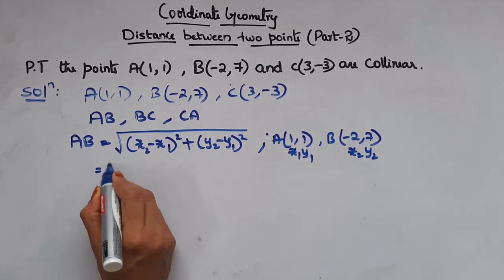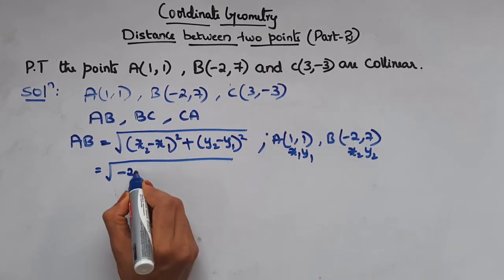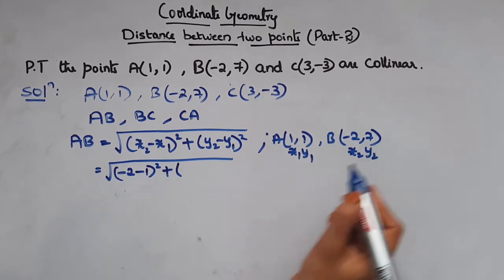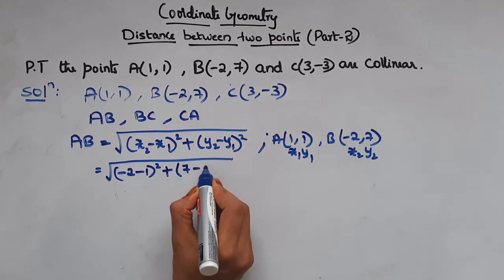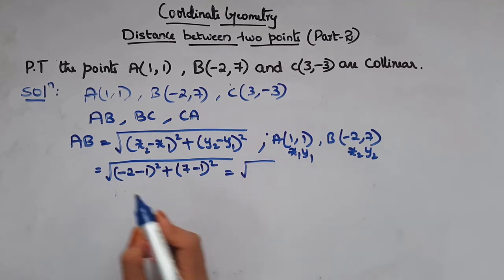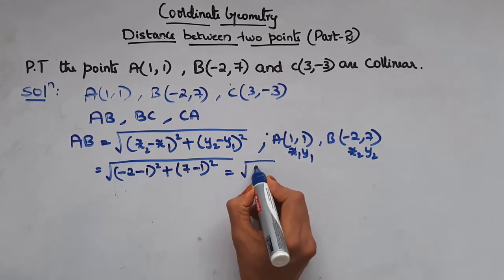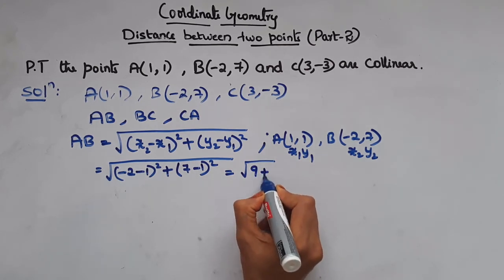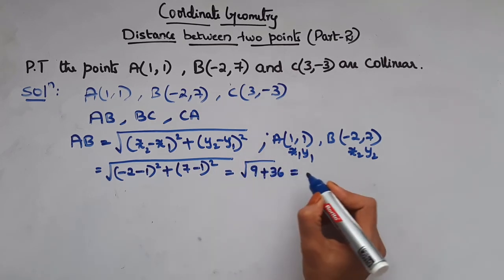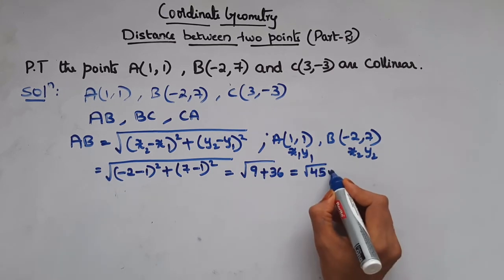which is equal to square root of x2 minus x1. Here x2 is minus 2 minus x1 here is 1 the whole square plus y2 minus y1. y2 is 7 minus 1 the whole square, right? Which is equal to square root of minus 2 minus 1 will give you minus 3. So minus 3 the whole square is 9, right? Plus 7 minus 1 is 6. So 6 square is 36, which will give you 36 plus 9 is root 45 units, right?